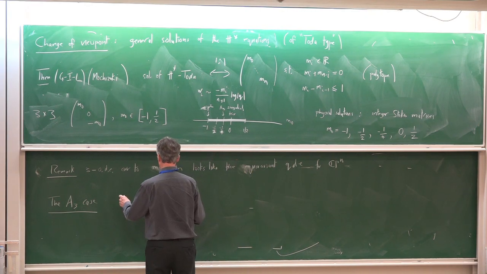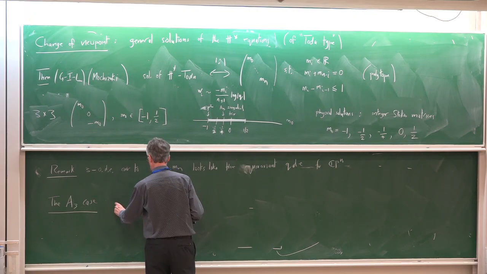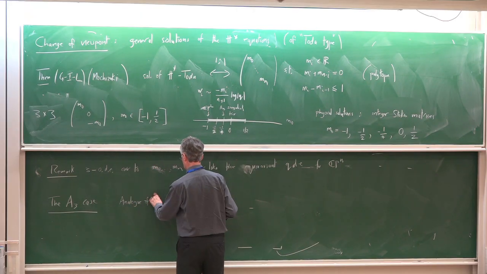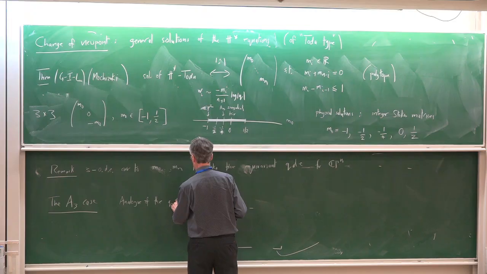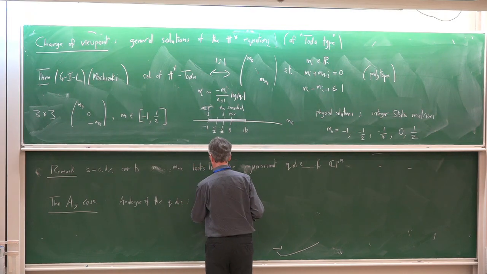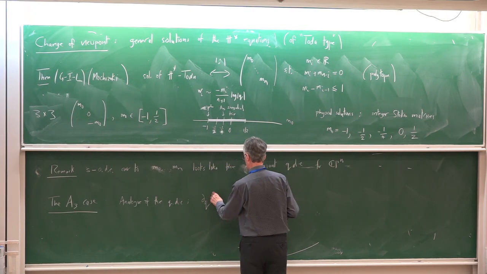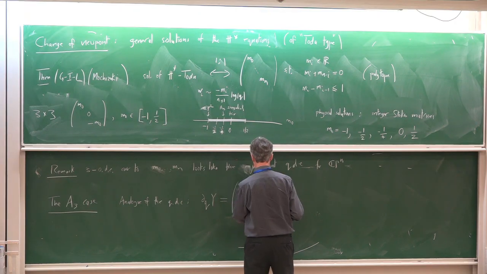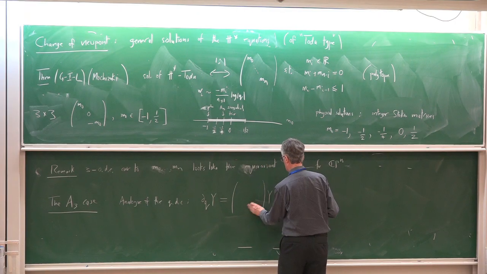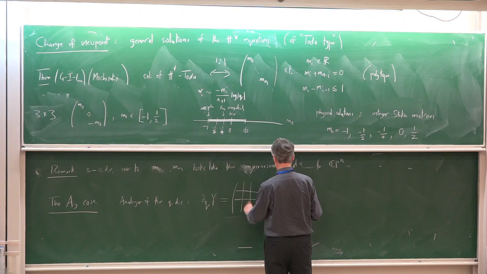Anyway, the A3 case. So the analog of the quantum differential equation. I mean, it's no longer a quantum cohomology thing, but it's a Q equation. I'm just talking about 3 by 3, although the same thing applies to general N.